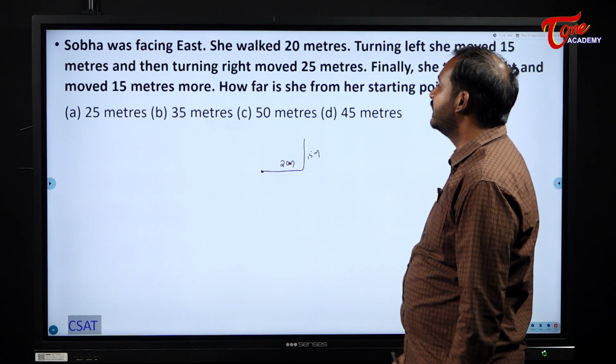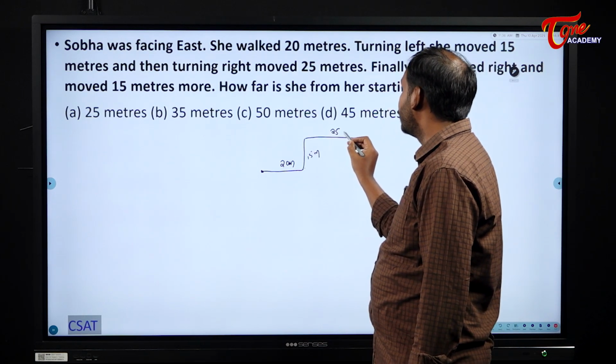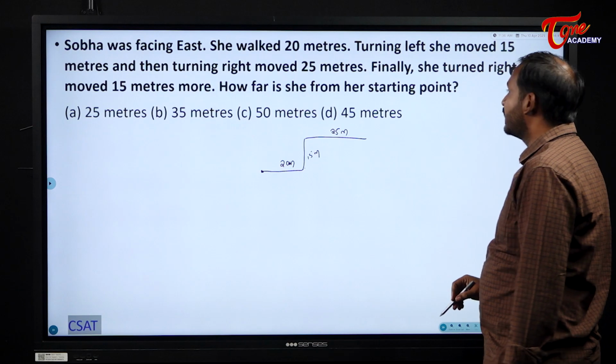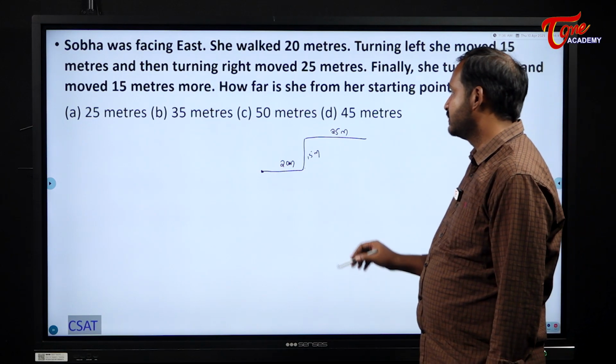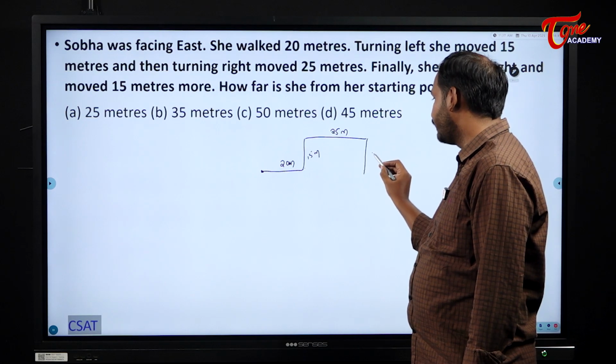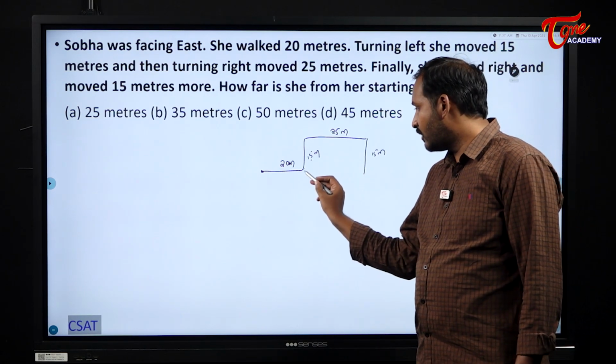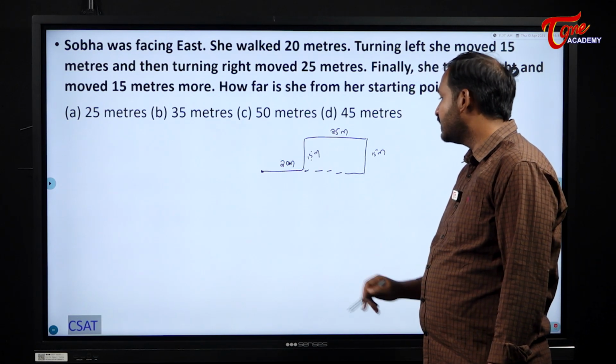Okay. And then turning right, moved 25 meters. From here, turning right, 25 meters. Finally, she turned right and moved 15 meters more. See, from here, turning right means downward. And she moved 15 meters. See here, students, this is 15 and this is 15. So that means now these two positions are in a straight line.